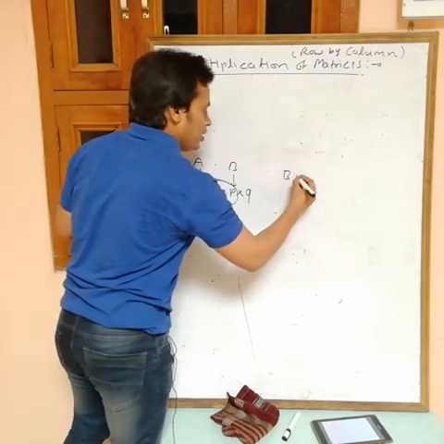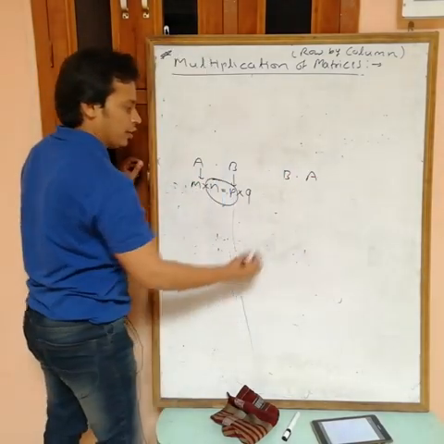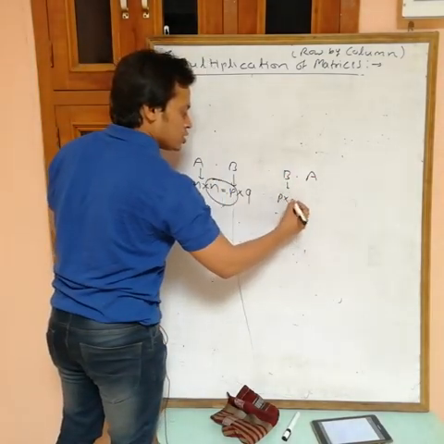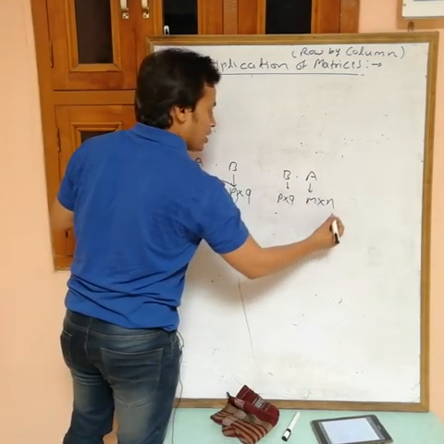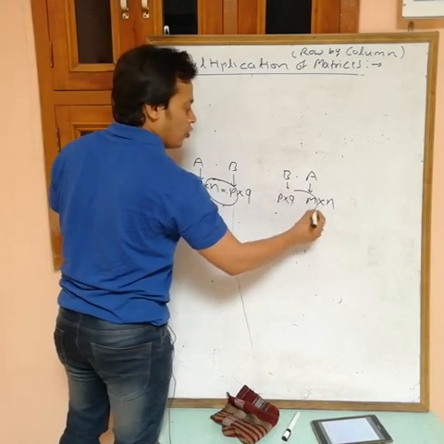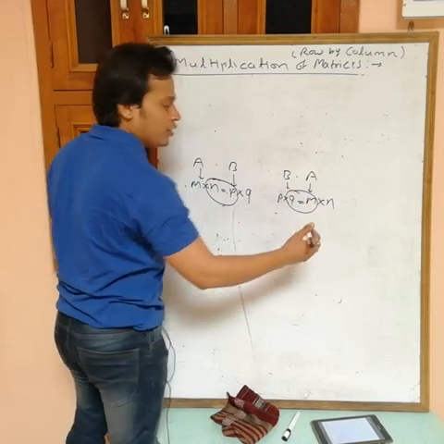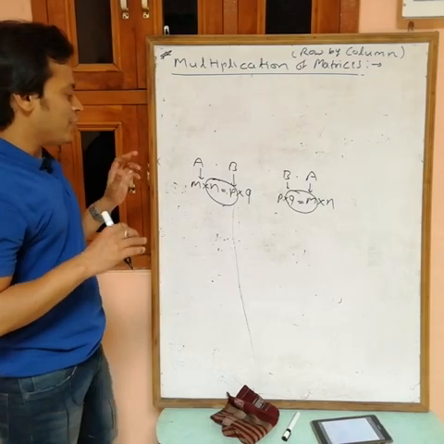Similarly, if you want to check for B into A, the order of B is p by q and the order of A is m by n. Again, B into A is only defined if these two values, q and m, are the same. So what is the condition?